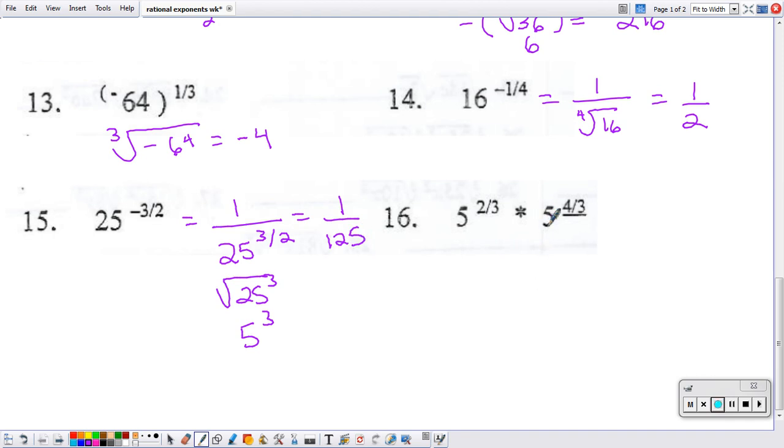Number 16, I've got like bases again, so I'm going to deal with the exponents, and I'm going to add them. 2/3 plus 4/3 is 6/3. Hey, guess what? That's just 2. So my final answer is 25.